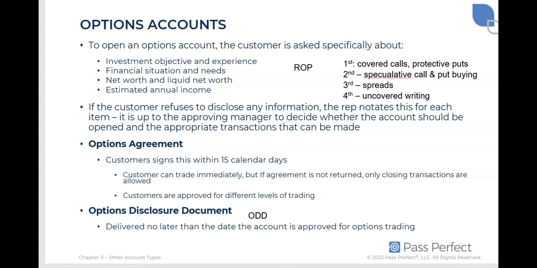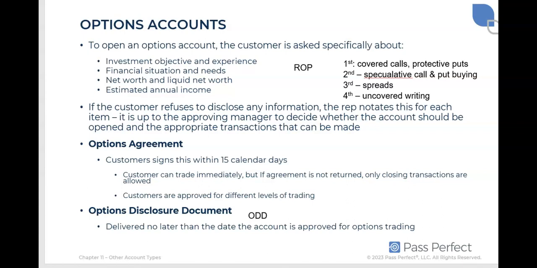Anyway, the options agreement has to be signed and returned within 15 calendar days. The customers start trading as soon as their options account is approved by the registered options principal, the ROP, but they've got 15 days to return the signed options agreement. Why 15 days? Because that options agreement says that they read and understood the options disclosure document. Well, you need time to read it and understand it, so they'll give you that 15 calendar days.